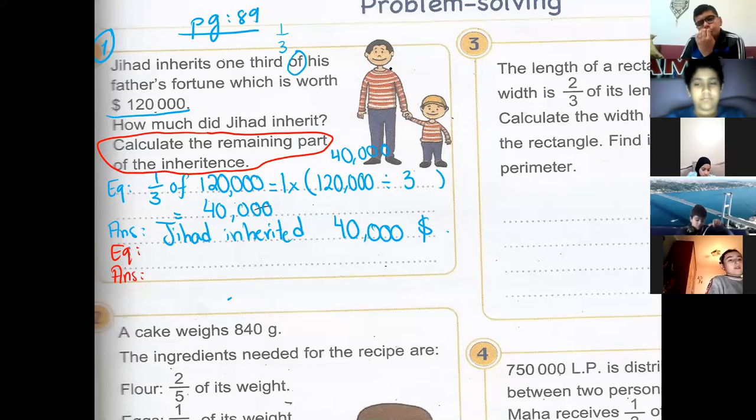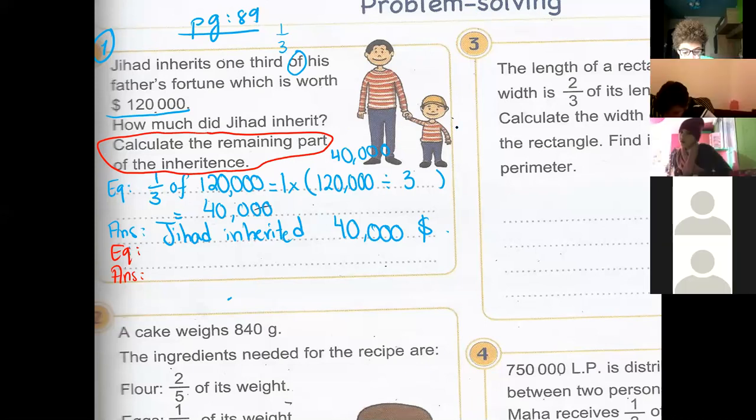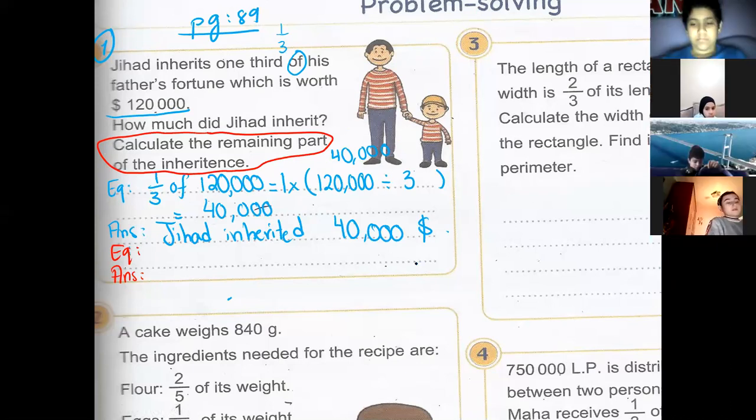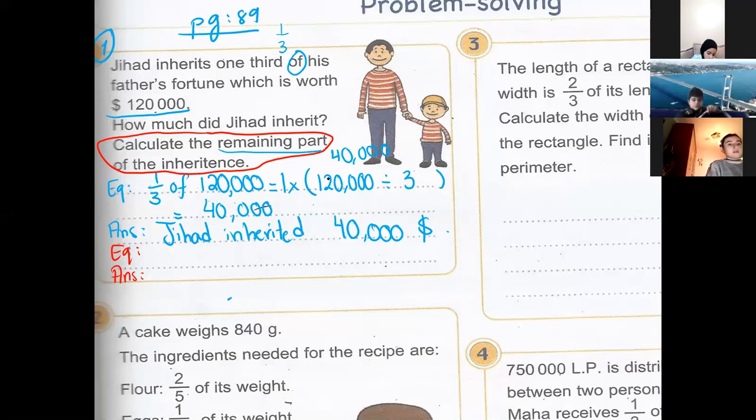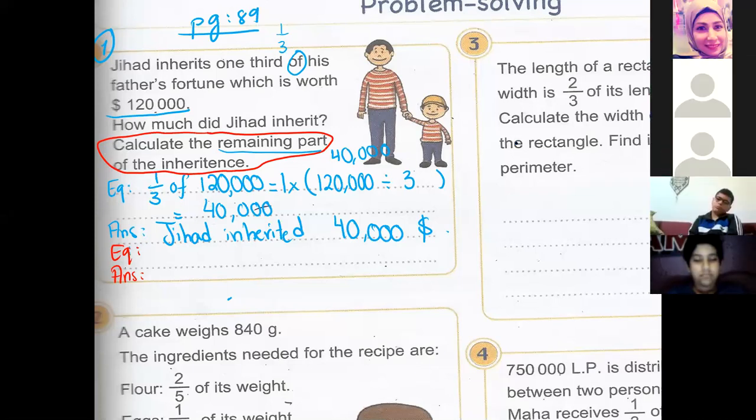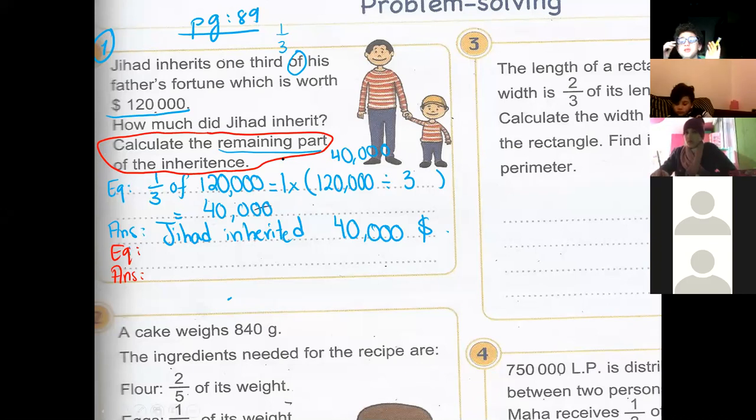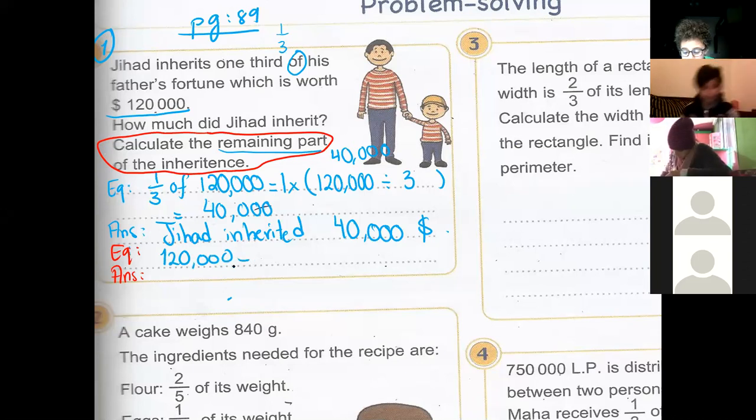The total amount is $120,000. And Jihad took $40,000. So what is the remaining amount? What do I mean by remaining? Calculate the remaining part. How many dollars do we still have? Minus. Excellent. So the total is 120,000 and he took 40,000.